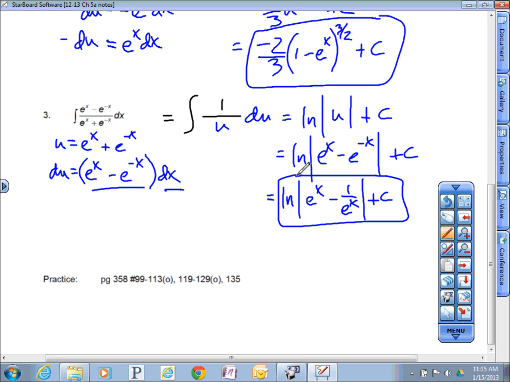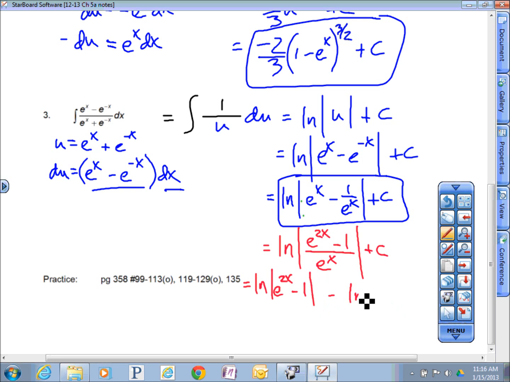So if we do common denominator, we would multiply this first fraction by an e to the x over an e to the x. And if we did that, we would have, let's see, so let's take another route here. So natural log absolute value of e to the 2x, e to the x times another e to the x, minus 1 over e to the x. There's my common denominator. Again, nothing wrong with it. But you know what they're probably going to do is they're probably going to look at this and go, hey, if we did log rules, we could have natural log absolute value e to the 2x minus 1 minus natural log of absolute value of e to the x plus c.